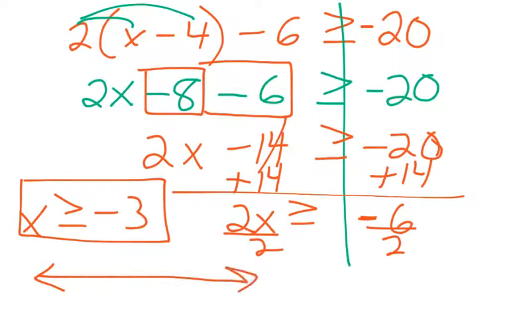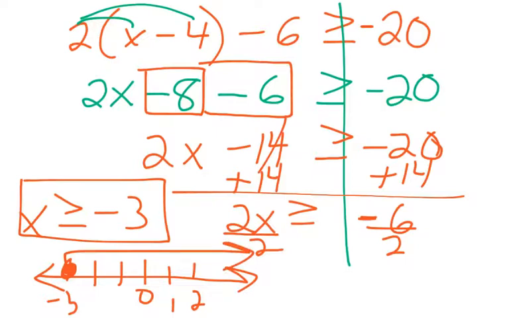Make your number line. We're on the negative side. Just putting a couple extra numbers on there. Closed circle on negative 3 and shade to the right because we want values larger or greater than negative 3. In this case, greater than or equal to.